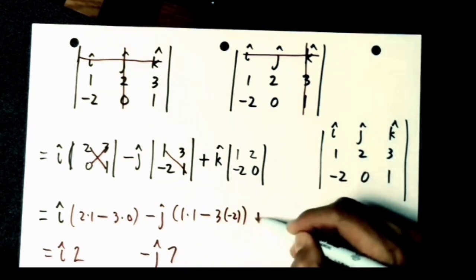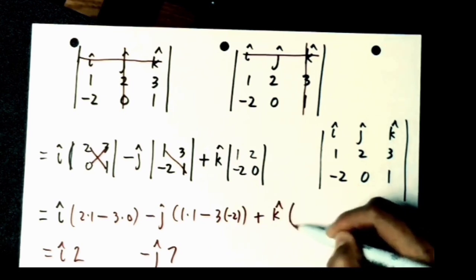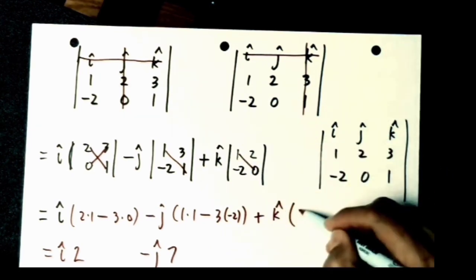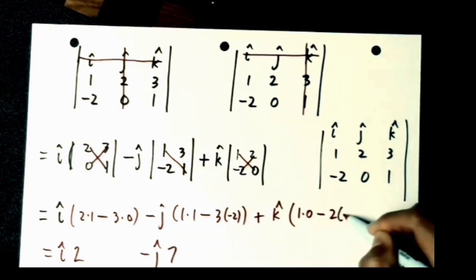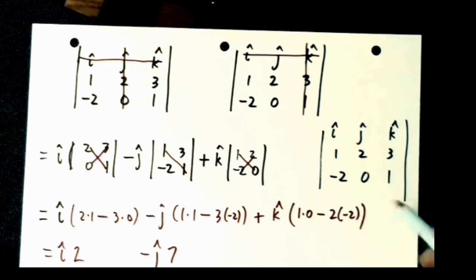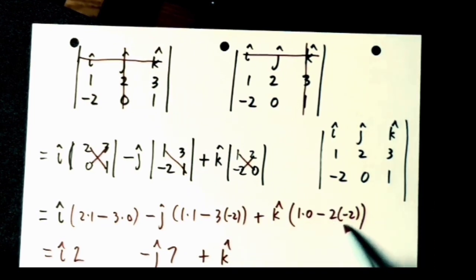And then you go to the third term. And that's going to give you 1 times 0 minus 2 times minus 2. And that will give you 4. So your answer is going to be 2 I hat minus 7 J hat.